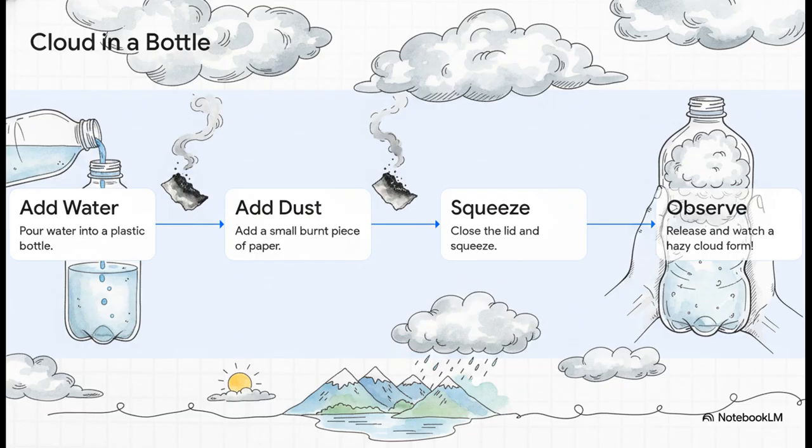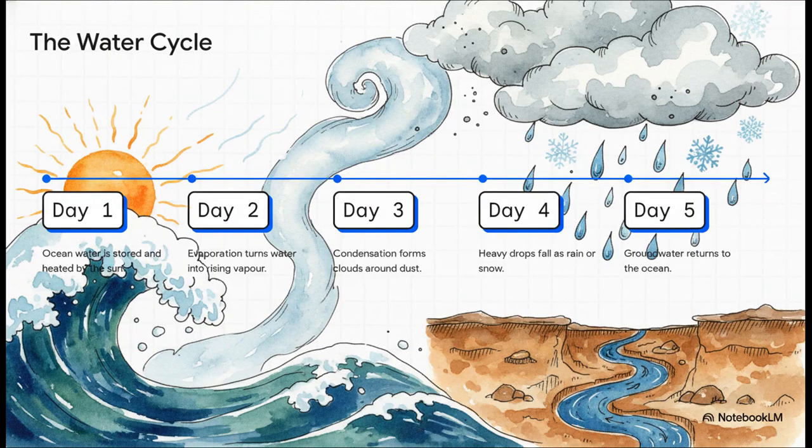All that invisible water vapor suddenly wants to condense, but it desperately needs something to grab onto. That is exactly where the smoke from our burnt paper comes in. It provides these tiny, invisible dust particles. The vapor quickly condenses around that dust, and boom, a hazy mini cloud forms right there in your hands. Which perfectly sets us up for the grand epic story of water.